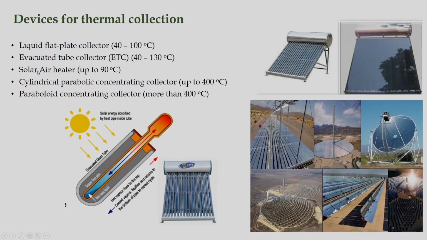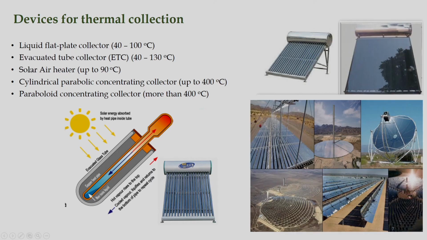Then the third category is the solar air heater. Sometimes we might require some kind of heat energy for drying purposes or some other applications, then we have to go for solar air heaters. The configurations of solar air heaters and liquid flat plate collectors are almost similar, but the difference is that in liquid flat plate collectors liquids are used, and in solar air heaters air is used.